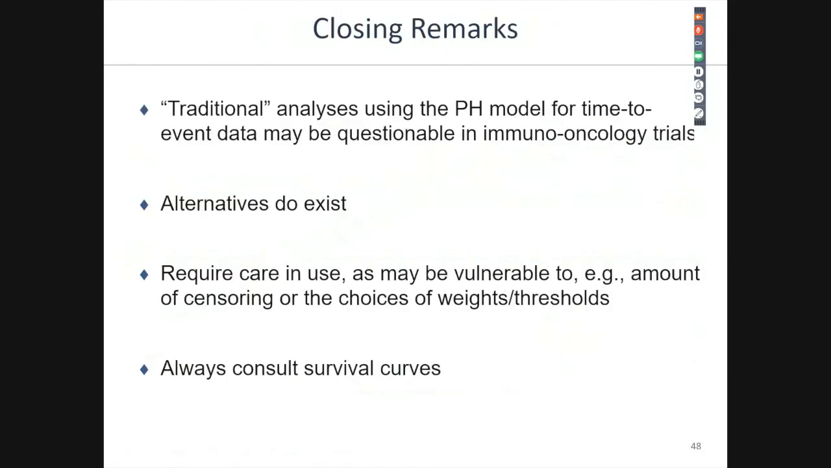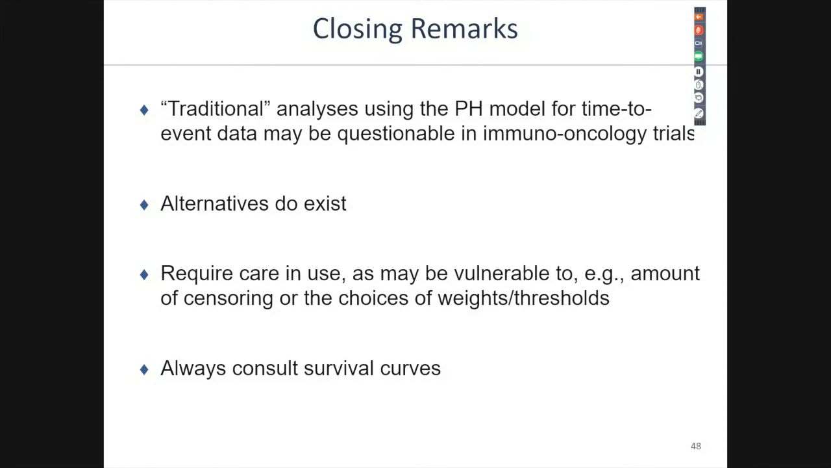So to conclude, traditional analysis using the proportional hazard model for time to event data may be questionable nowadays in immuno-oncology trials, in which we see these delayed effects and crossing survival curves, which imply non-proportional hazards. As I have shown, alternatives do exist, but they require care in use because they may be vulnerable, for instance, to the amount of censoring or the choices of weights or thresholds, and you've got to be careful with interpreting the results.